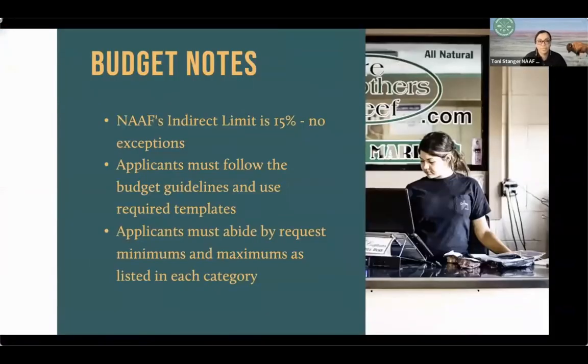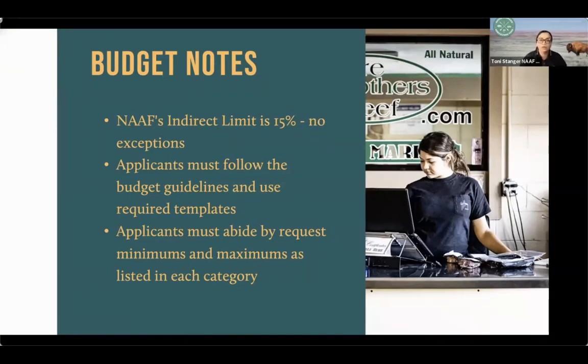Notes on the budget. NAAF's indirect limit is 15%, and there are no exceptions. That was part of NAAF's trust agreement. There are some educational institutions that have made exceptions that they have never made in the past, but they have done that for NAAF's application process. Same with tribal governments. So understand that that is a hard 15%.